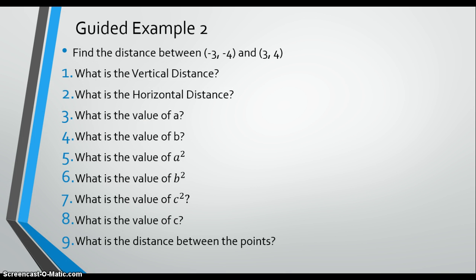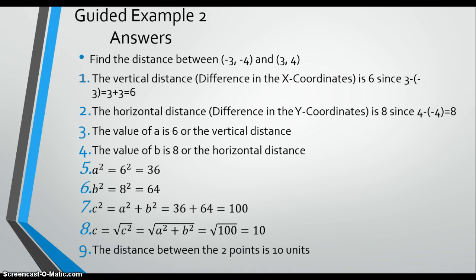Guided example 2 is to find the distance between point -3, -4 and point 3, 4. And these 9 questions will help you. Question 1 asks you to find the vertical distance, which is 6, because we found the difference in the x coordinates. Question 2 asks you to find the horizontal distance, which is 8, because we found the difference in the y coordinates. Question 3 asks you to find the value of A, which is 6. Question 4 asks you the value of B, which is 8.